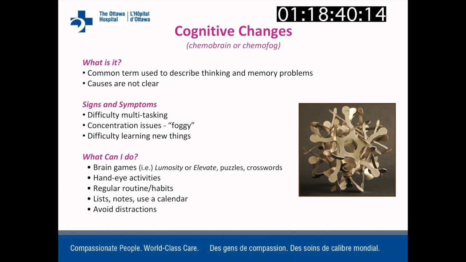We know that there are activities that will help the chemo fog, such as rest and relaxation, good sleep, and nutrition. There have also been studies that have demonstrated increases in physical activity and movement have helped cognitive issues, as does going back to regular routines and habits such as lists and notes and use of calendars. For those people finding it difficult to learn, we know that avoiding distractions is quite important.